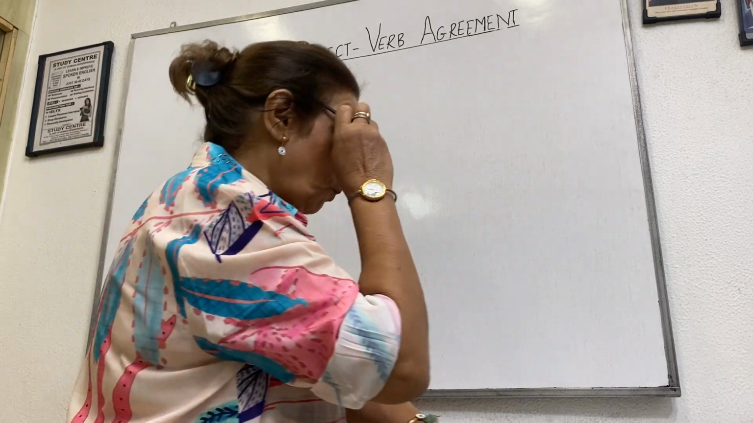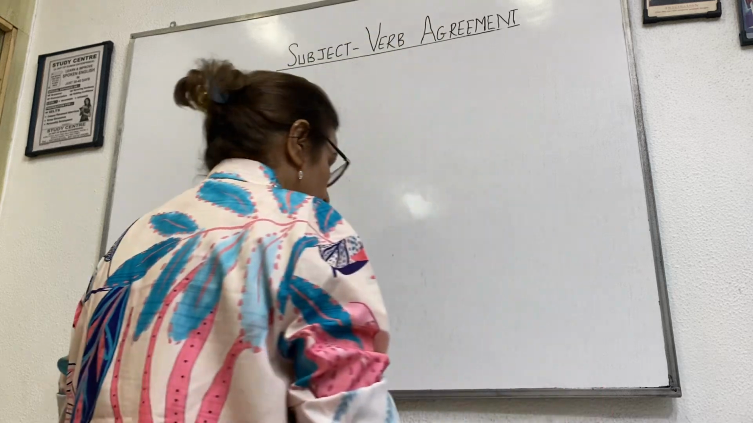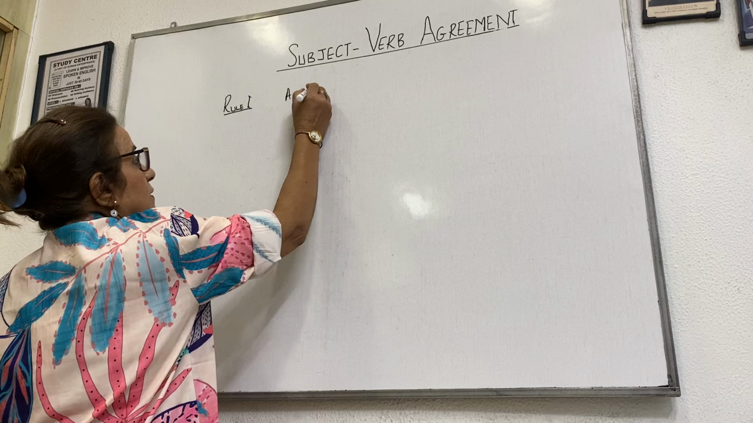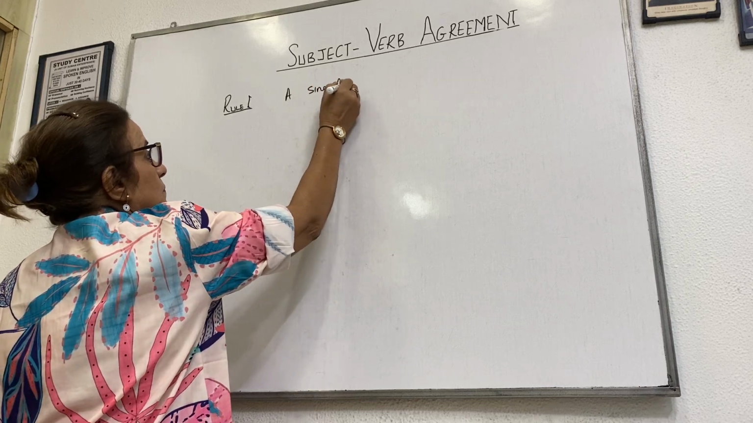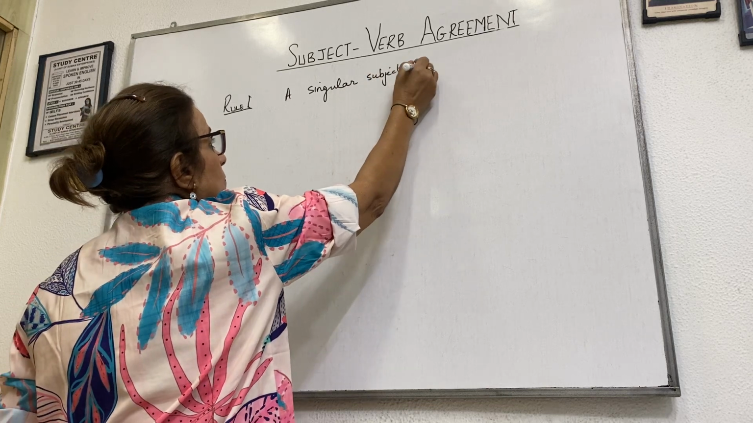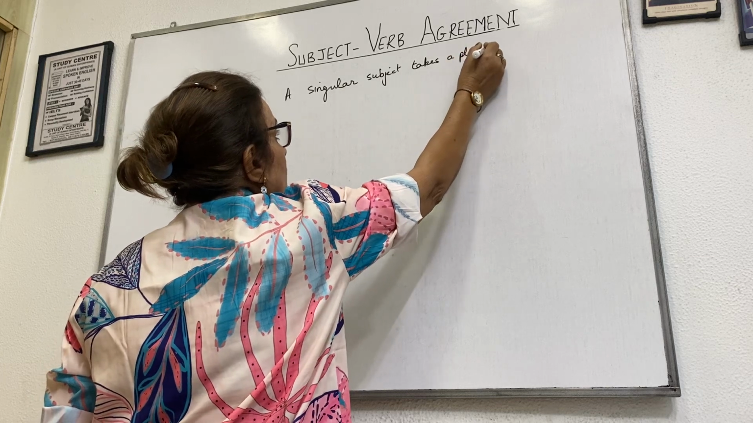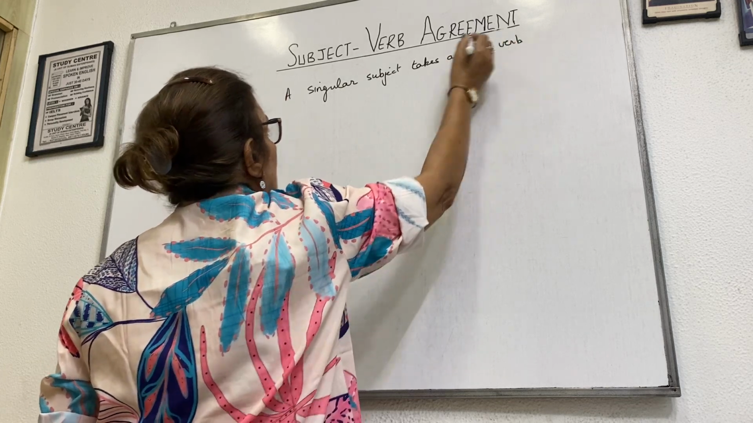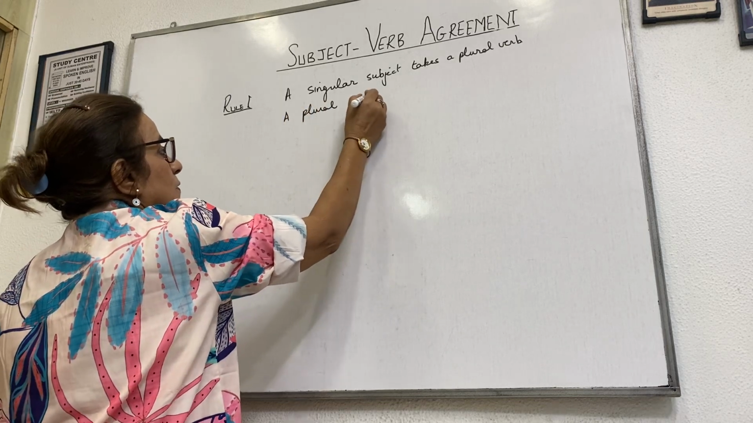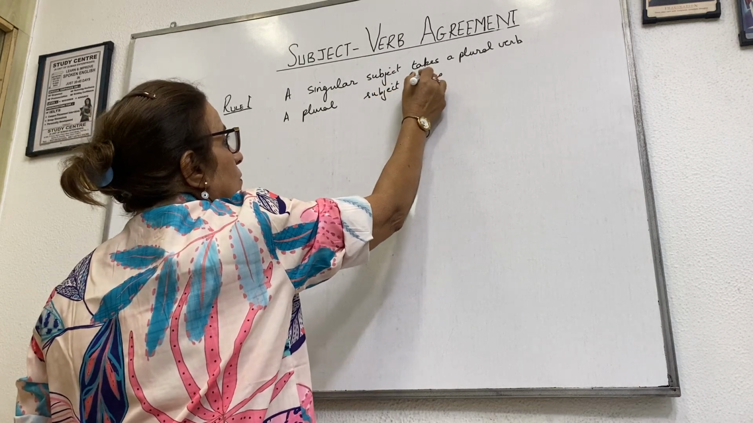Now the first rule to follow. Rule 1. A singular subject takes a plural verb, regular verb, plural, and a plural subject takes a singular verb.